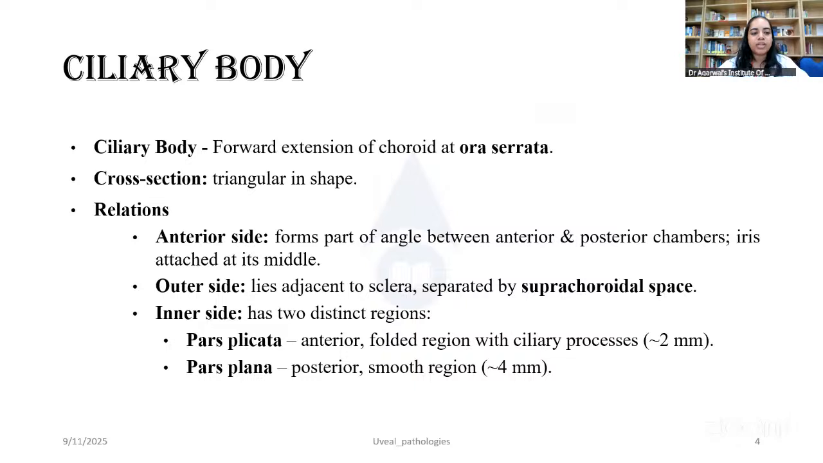Next, the ciliary body. The ciliary body is the forward extension of the choroid at the ora serrata. Its cross section is triangular in shape. Relations: the anterior side forms part of the angle between the anterior and the posterior chambers. The iris is attached at its middle. The outer side lies adjacent to the sclera, separated by the suprachoroidal space. The inner side has two distinct regions, pars plicata and the pars plana. Pars plicata is the anterior folded region with ciliary processes. Pars plana is the posterior smooth region.